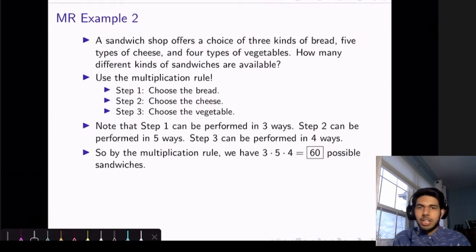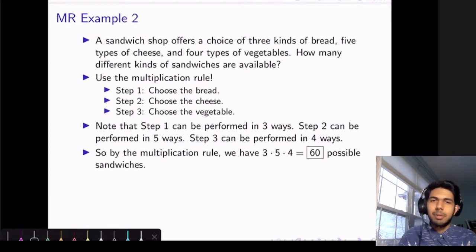So we have a sandwich shop. I love sandwiches. They offer a choice of 3 kinds of bread, 5 types of cheese, and 4 types of vegetables. How many different kinds of sandwiches are available? We'll just assume that we need 1 bread, 1 cheese, 1 vegetable to make a sandwich, right? So that's the assumption we'll make. And we'll use the multiplication rule again. So we're going to construct a sandwich, one of my favorite things to do.